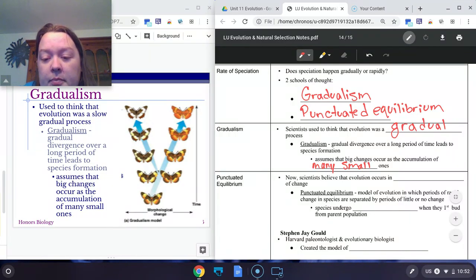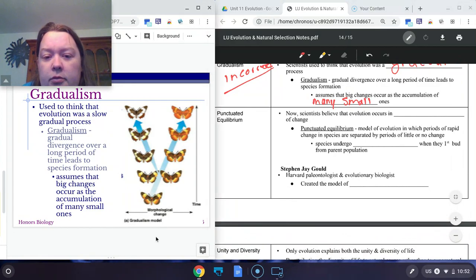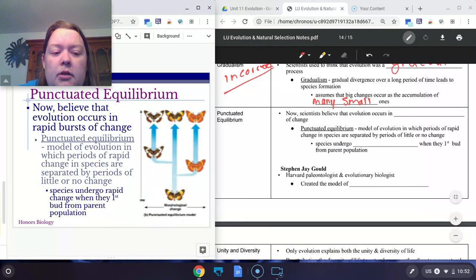Now, this was an old idea. Very few scientists actually believe in gradualism anymore. It has since been proven incorrect. And we're going to talk about why here in a second. So this process has been proven incorrect. And it's been replaced by the idea of punctuated equilibrium.